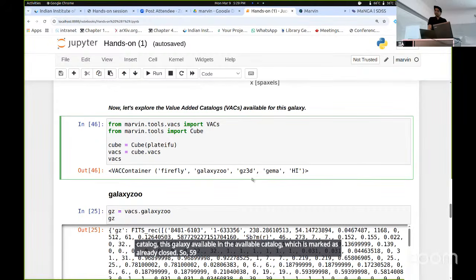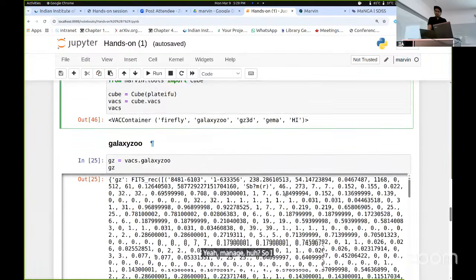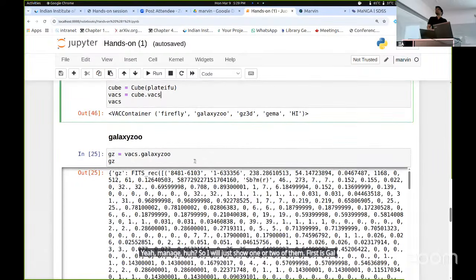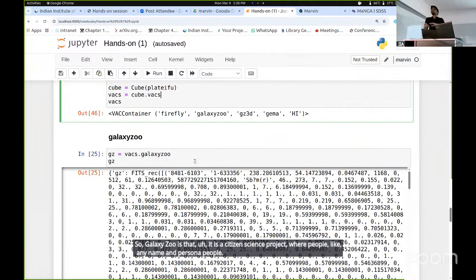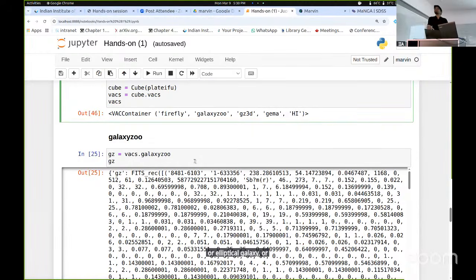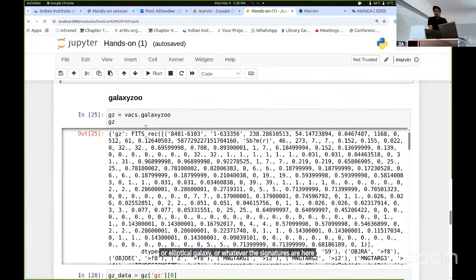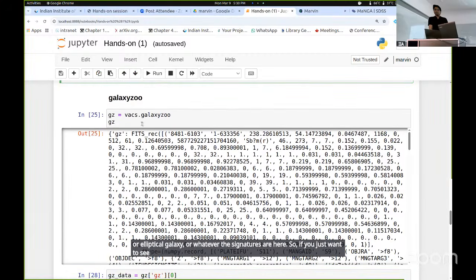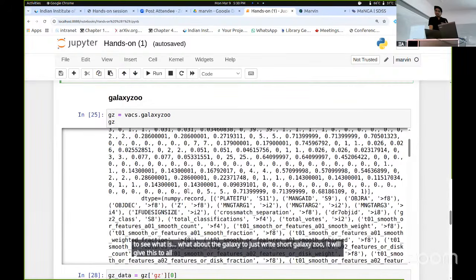So Firefly, Galaxy Zoo, GZ3D, MaNGA HI. I will just show one or two of them. First is Galaxy Zoo. Galaxy Zoo is a citizen science project where normal people, any layman, can go to the screen and see the properties of the galaxy, whether it's a spiral galaxy or elliptical galaxy or whatever signatures are there. If you want to see that for a galaxy, you just write vacs.galaxyzoo. It will give you all the properties available in that catalog for that galaxy.